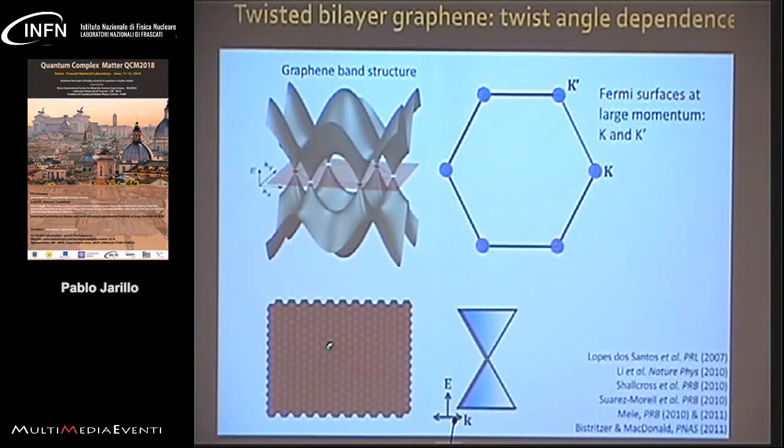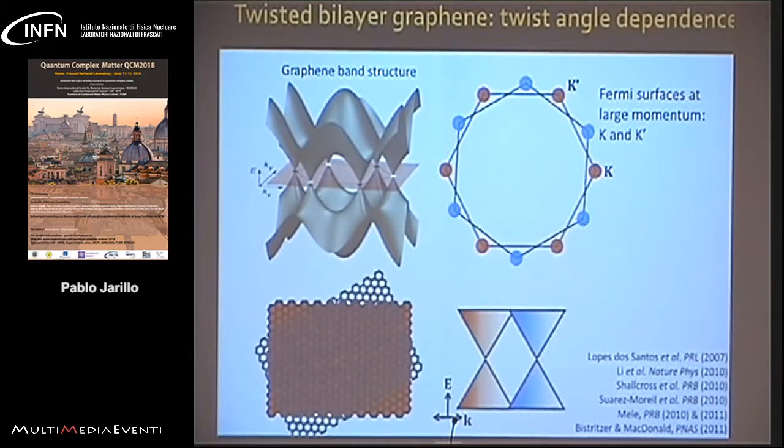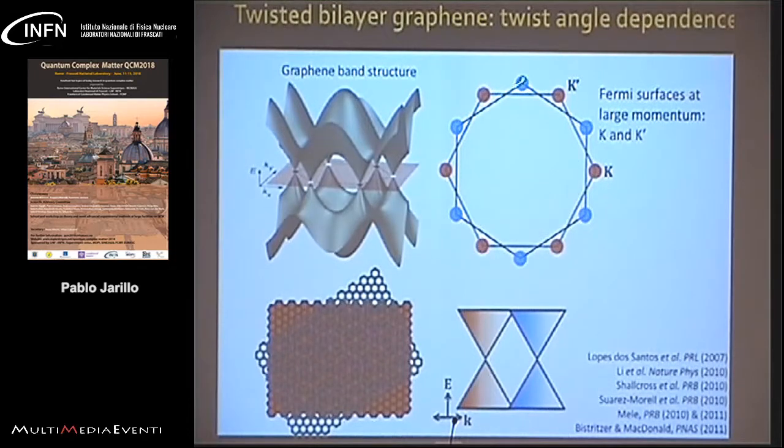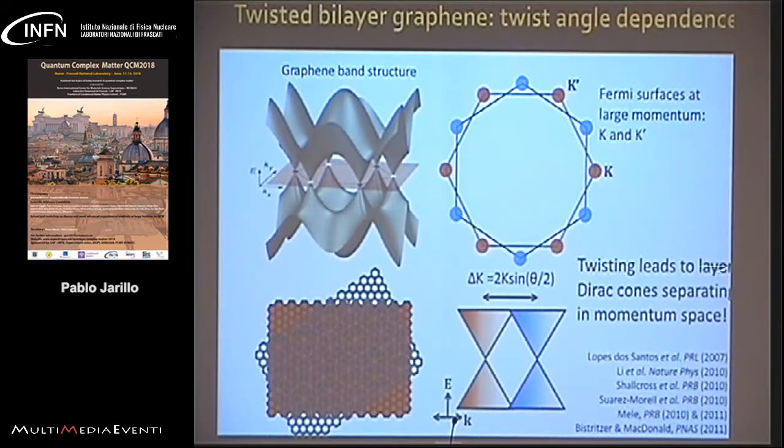Now, what happens if you put a graphene sheet on top of another graphene sheet? Okay, then you have this. Now, let's look at what happens if you rotate those two graphene sheets. In real space, what happens is what you saw before. You form a moire pattern, okay, with a wavelength that depends on the rotation angle between these two crystalline lattices. In reciprocal space, when you rotate the real space lattices, your reciprocal spaces also rotate, by the same angle. This means that your Dirac cones separate in momentum space. They separate by a momentum which is proportional to the sine of the rotation angle. Okay? So this twisting leads to layered Dirac cones which are separated in momentum space.